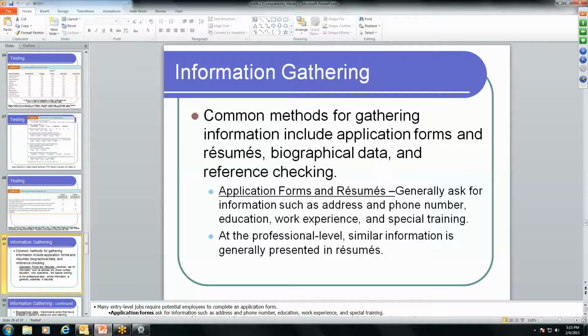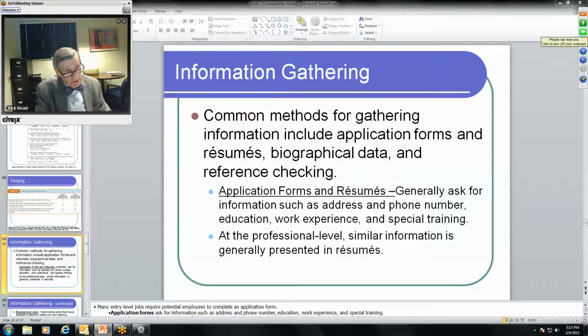Now, when you're trying to get information on a potential applicant, you're going to use the applications and resumes, etc. Notice at the professional level, you're usually looking for a resume, although once some of the selection processes have been followed, you may ask the potential employee to fill out an application because you need an application on file.